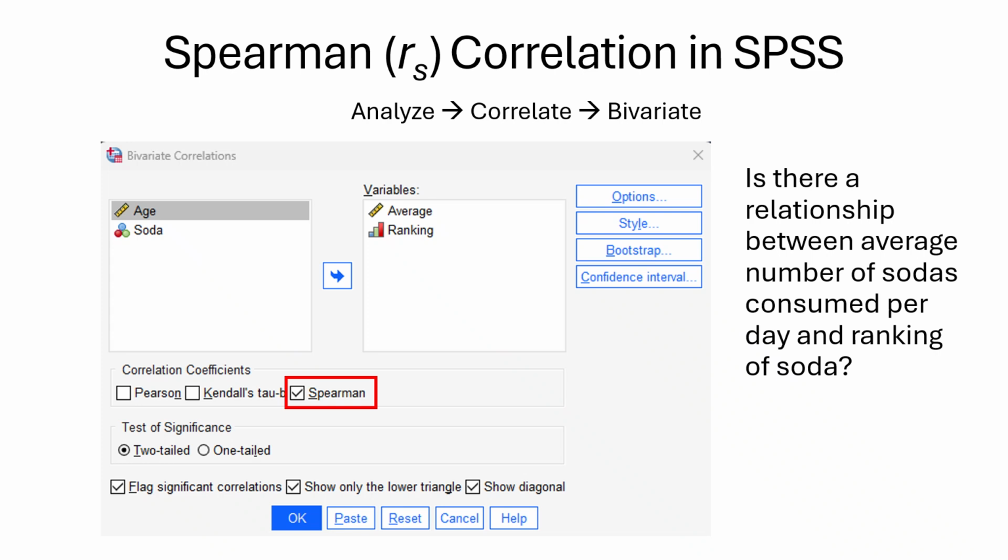So to run a Spearman's correlation, we're going to go to Analyze, Correlate, and Bivariate. We're going to choose our two variables and move them into the variables box as shown here, and then make sure you unclick Pearson and make sure that Spearman is selected, and then click OK.